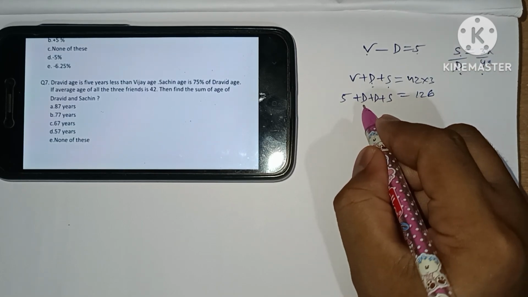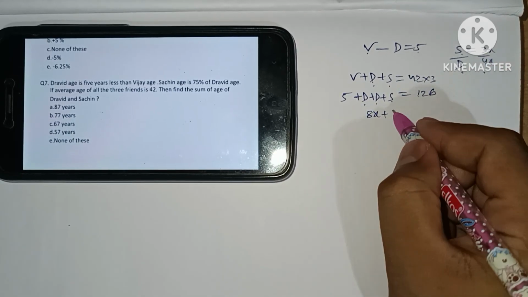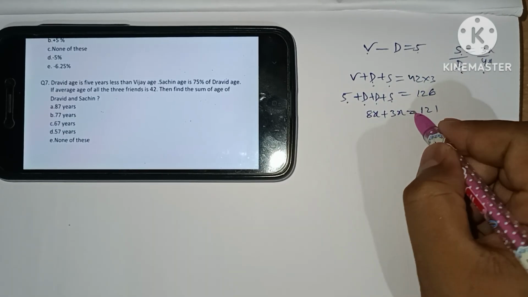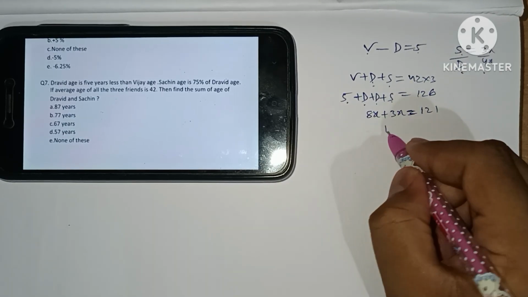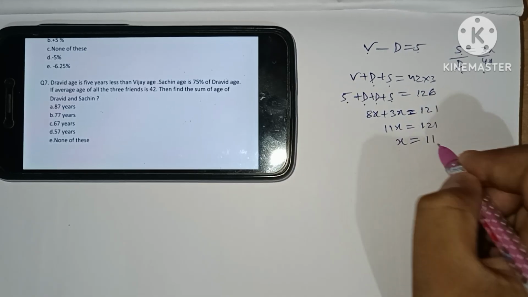So this will be 4x plus 4x, which is 8x, plus the S value, which is 3x, equals 5 which comes to this side as minus 121. So here we have 11x equals 121. So the x value is 11.